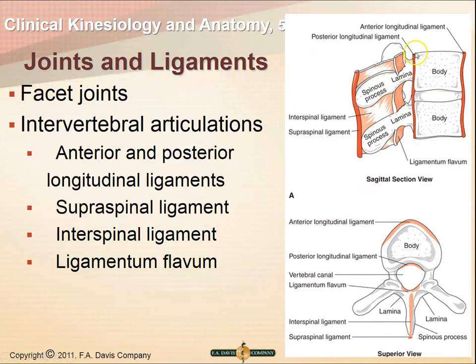Our posterior longitudinal ligament is going to be on the posterior aspect of that vertebral body. So looking laterally, we see it right here, and looking from a superior view, we see it right here, the posterior aspect of the body.